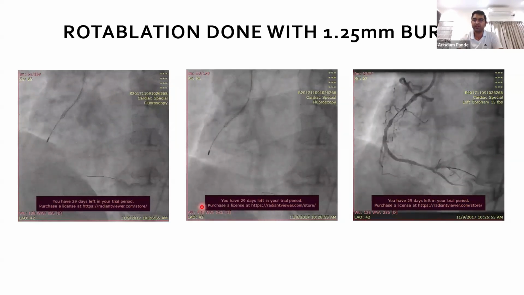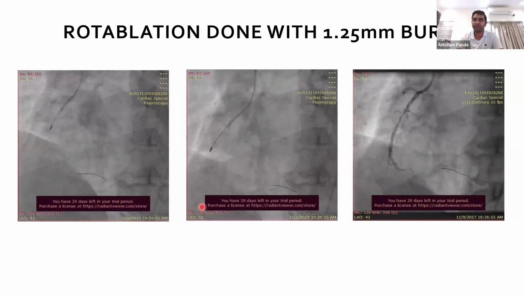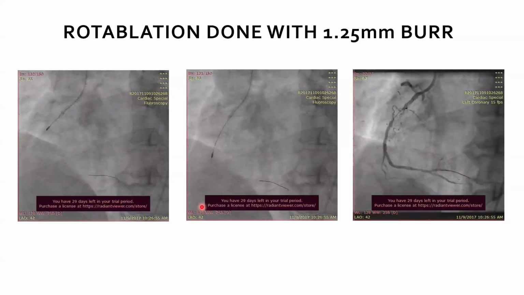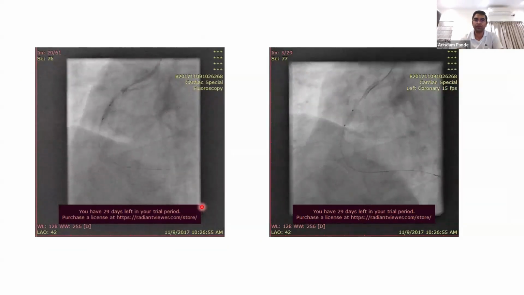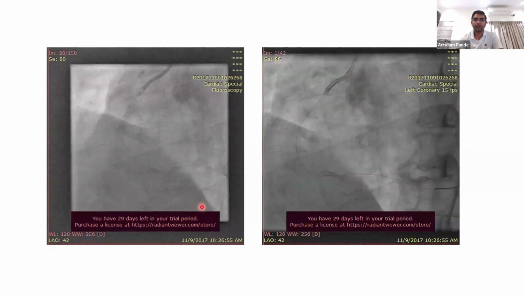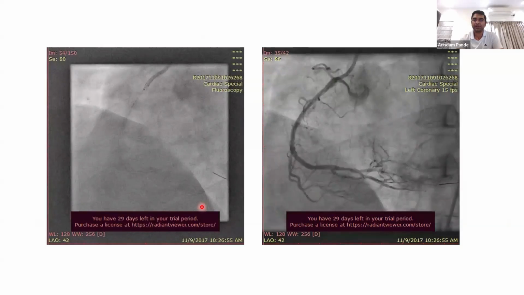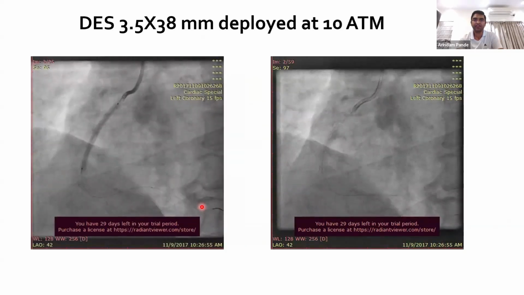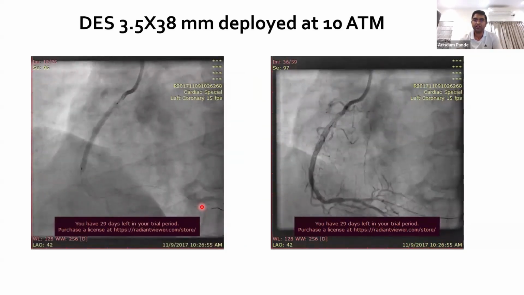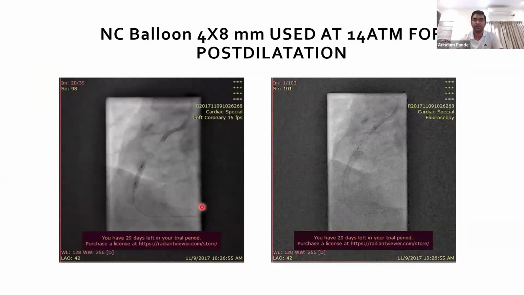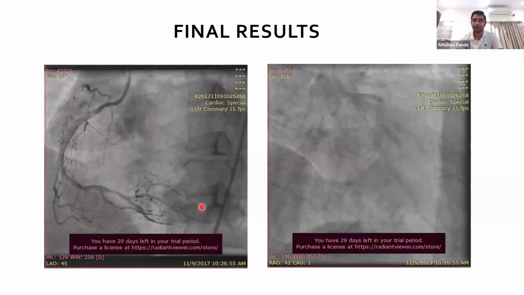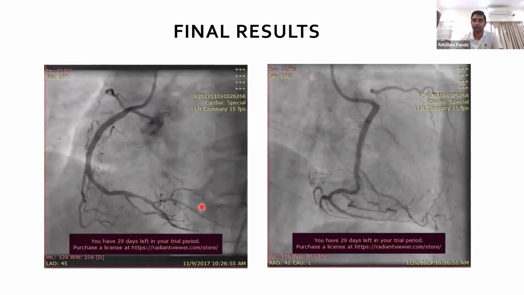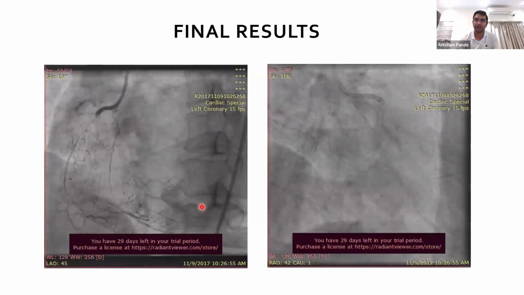So after rotablation, things were easier. You can see the flow has been achieved. Then we did serial pre-dilatation, semi-compliant, then cutting balloon. And this was the result after cutting balloon pre-dilatation. Then DES deployment. And this was the result after DES deployment, post-dilatation with a 4 millimeter balloon. And this was the result. So very good antegrade flow, you can see.